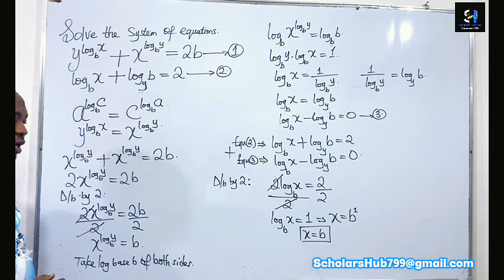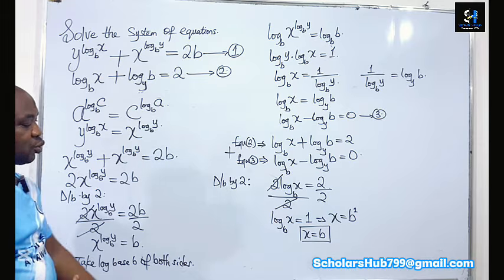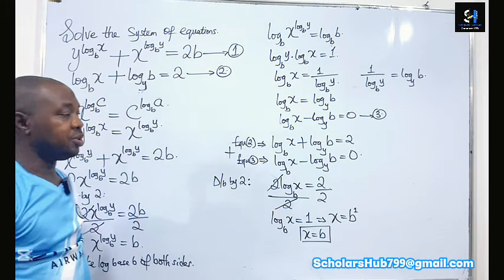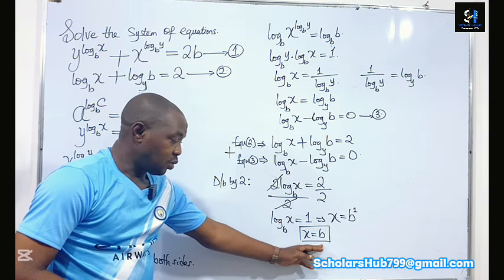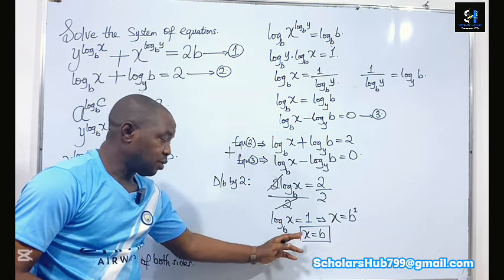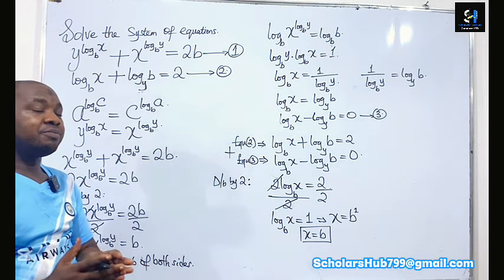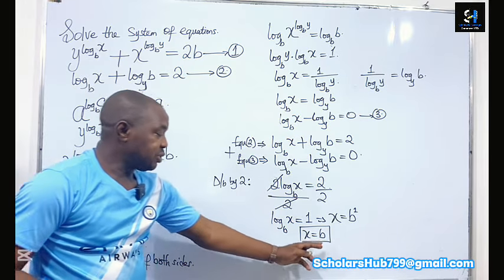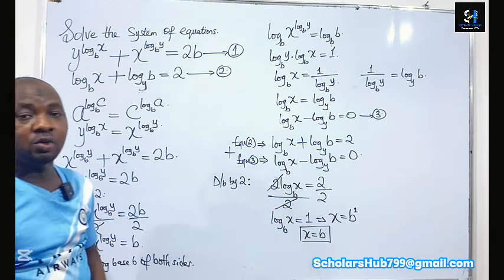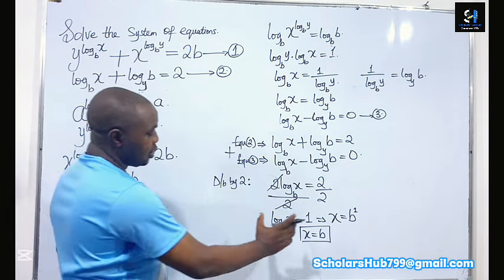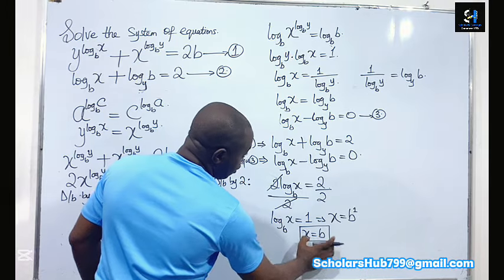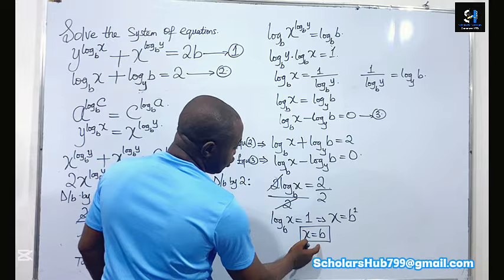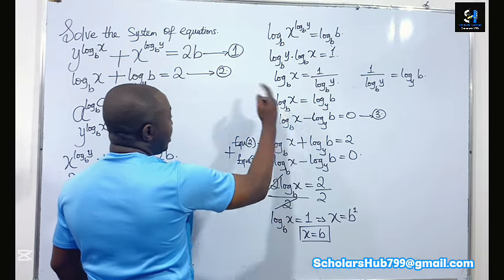The value of x is equal to what? b. So that means x is equal to b. So whatever the value of b is, that will be equal to x. If b is a number, then that number is our value of x. So in this case, we found x to be equal to b, so now I can substitute b for x in any of the equations.